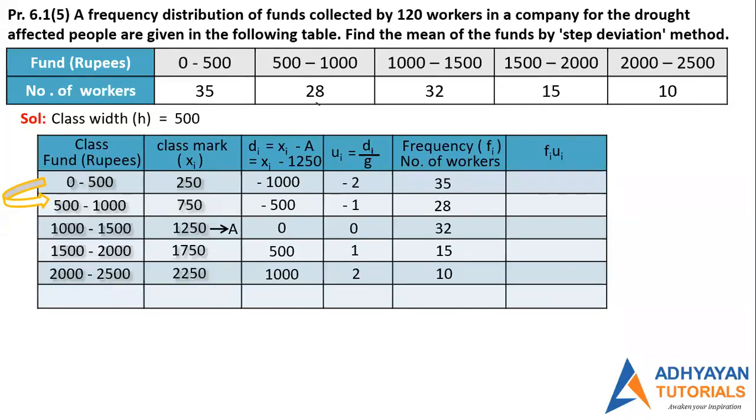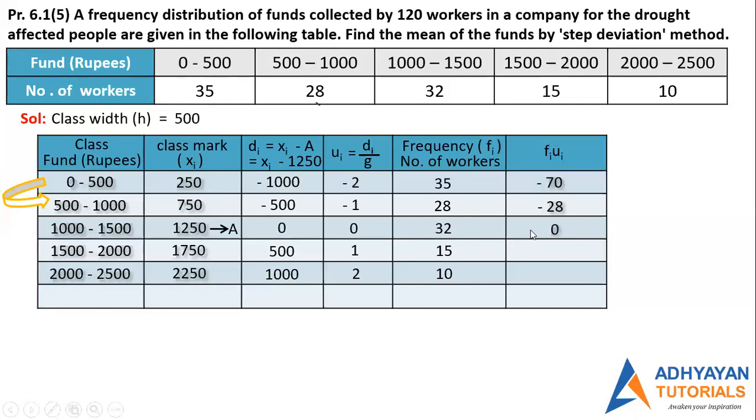Okay, I think everybody is done. Shreya, fi ui means fi into ui. You have to tell me one by one which two numbers you multiplied and the answer. 35 into minus 2 is minus 70. Shreya is absolutely correct. Next one, 28 into minus 1 equals minus 28. Perfect. 32 into 0 equals 0.